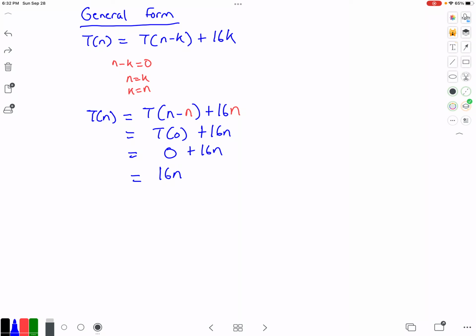So this is our guess for the answer. If we want to be sure that this is the answer, then we want to use some other method to prove this true. But for now, you can just believe me that this is indeed true, that our function T of n is equal to 16 times n. And this belongs to big O of n. Okay, so that's the answer.